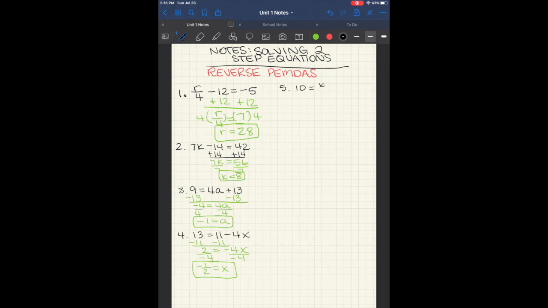For number 5, we have 10 equals x over 2 plus 7. So we're going to subtract 7 from both sides first because we add and subtract first. And then that x over 2 is like x divided by 2. So we're going to multiply both sides by 2, and we get 6 equals x.